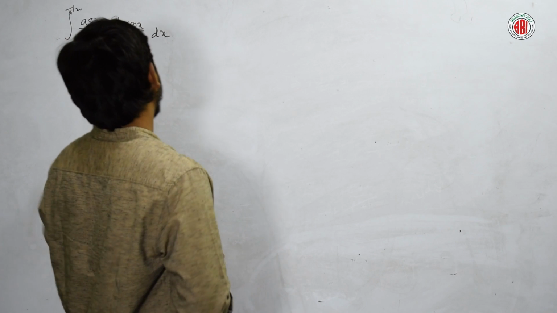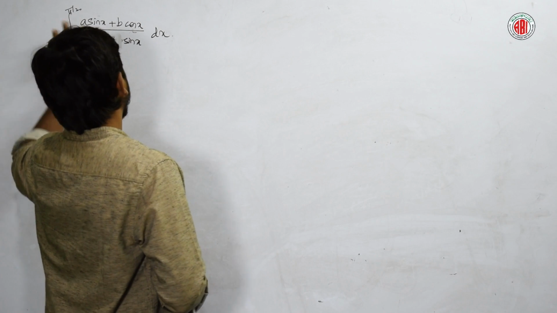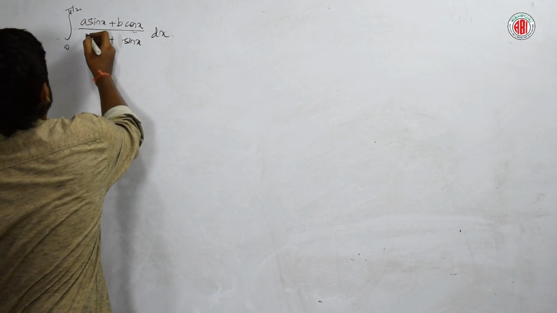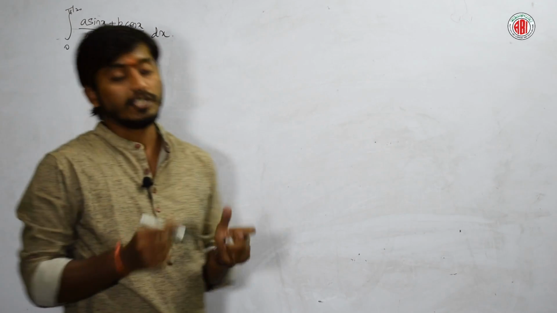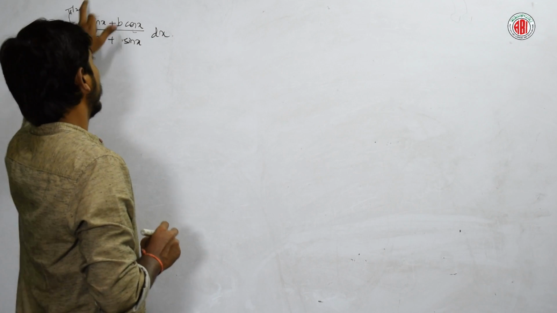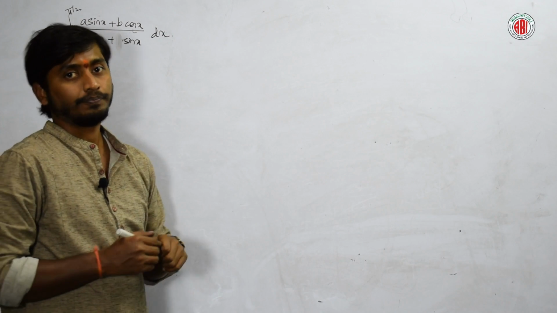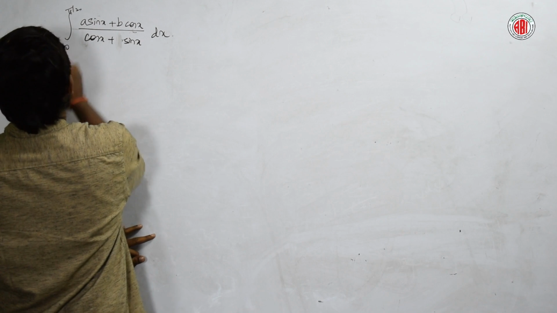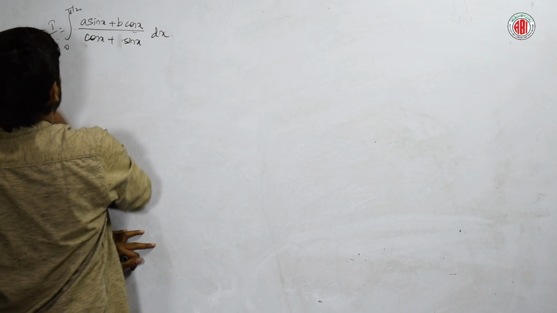He is asking us to find integral 0 to pi by 2 of (a sin x plus b cos x) by (cos x plus sin x) into dx. Right? What is the formula we are going to use now? Let us use again the pi by 2 minus x form.